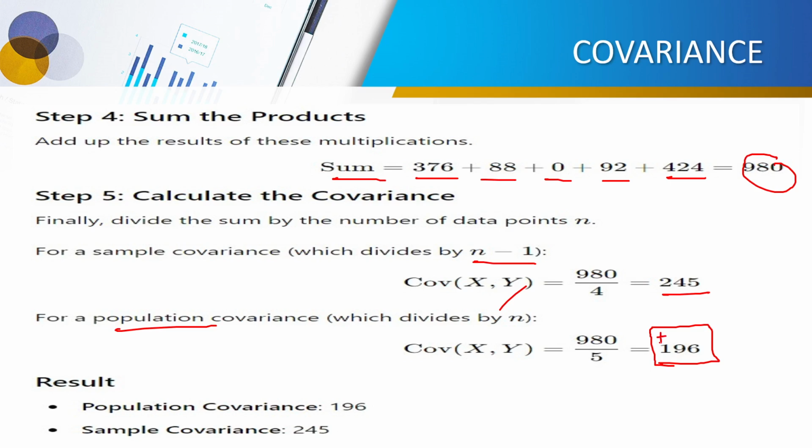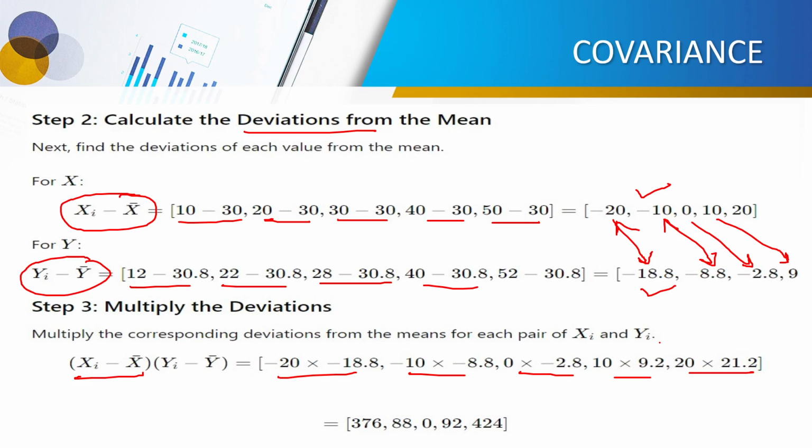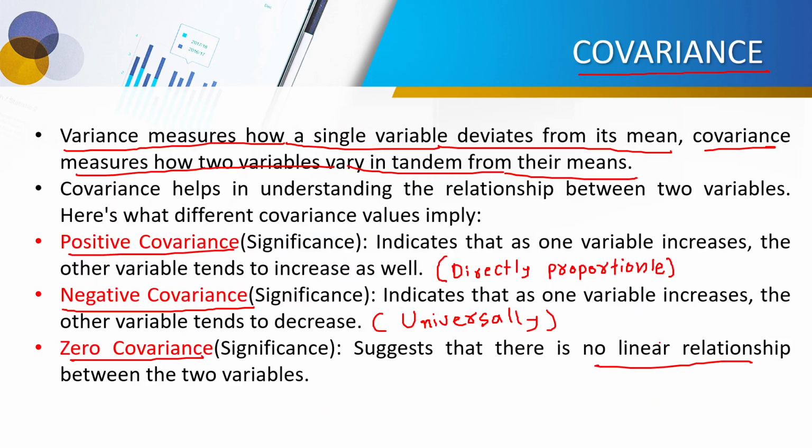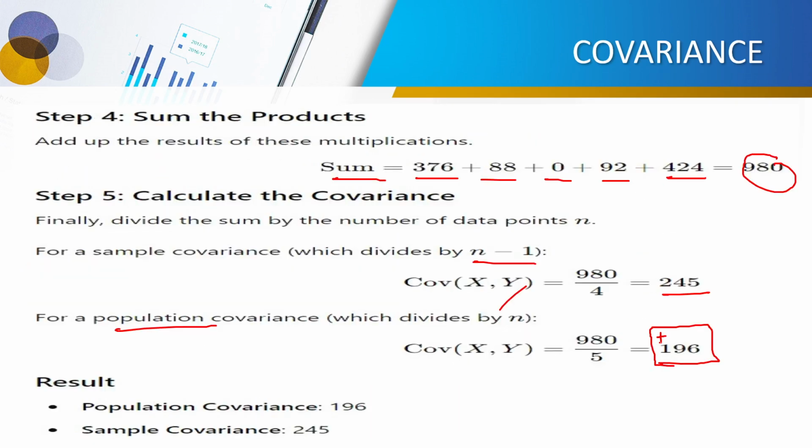This is basically plus 196. So what does a plus value indicate? A plus value indicates that our two variables are highly correlated with each other. What is the meaning of that? If the value of one feature is increased, the value of the other feature also increases. Just understand this part. Positive covariance indicates that if one increases, the other also increases. Negative covariance is: if one increases, the other is going to decrease. And zero covariance means you can't predict whether it will increase or decrease. Okay, clear?